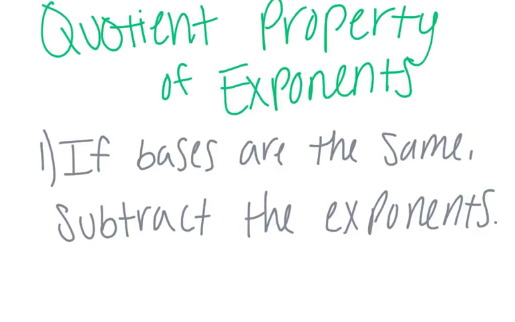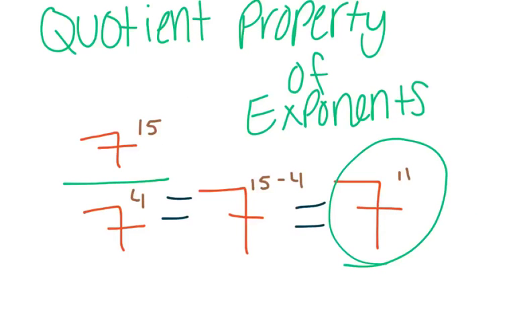To find the quotient, you must first have the same base. You must subtract the bottom exponent, which is 4, from the top exponent, which is 15. Once you have subtracted, you end up with your answer, which is 7 to the 11th power.